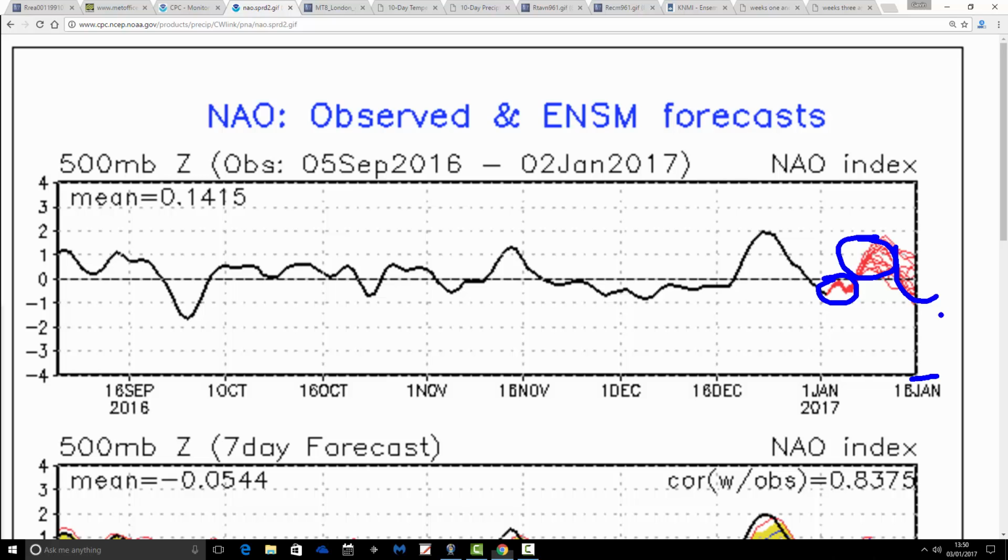But again, we have been seeing with these charts, they have been trending into negative territory, both with the AO and the NAO, and not really coming to very much. So again, a lot of uncertainty really in relation to any movement into a negative NAO in the near future.